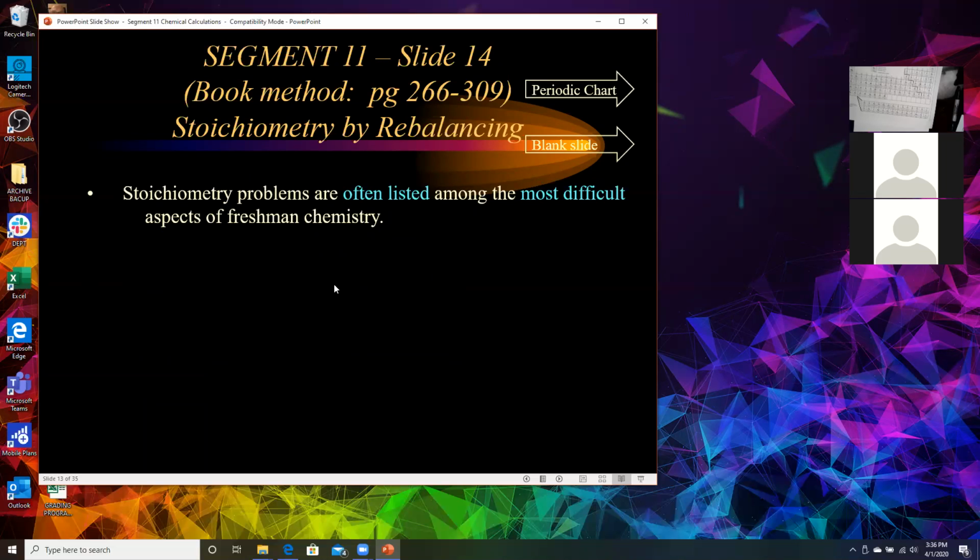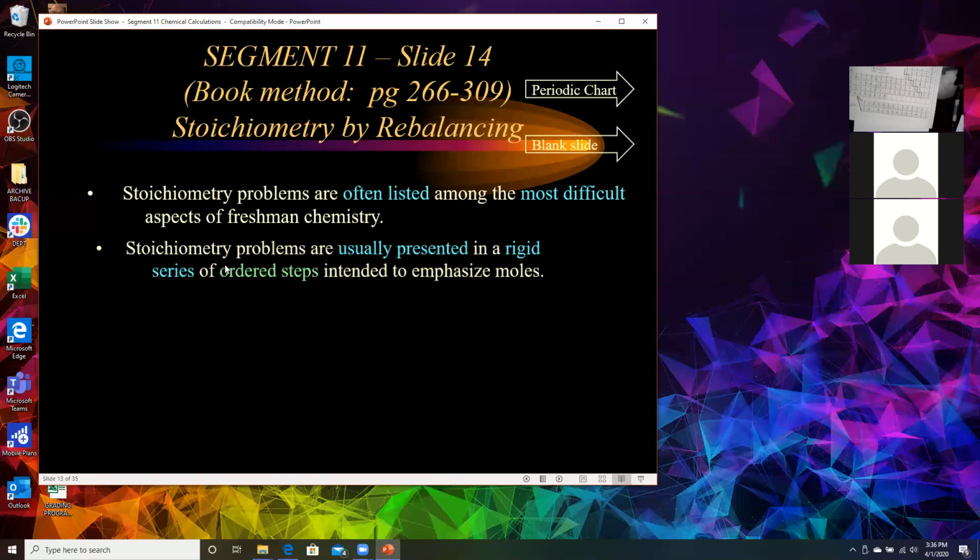Now, unfortunately, stoichiometry is often listed as the most difficult aspect of freshman chemistry. If you ask anybody that's had freshman chemistry, what was the hardest part? They'll probably tell you, oh my goodness, it was those weight problems. They're called stoichiometry. Now, the reason why it's hard is this. People are not very successful at getting the right answer. So it appears hard to them. And it's caused by the way it's presented.